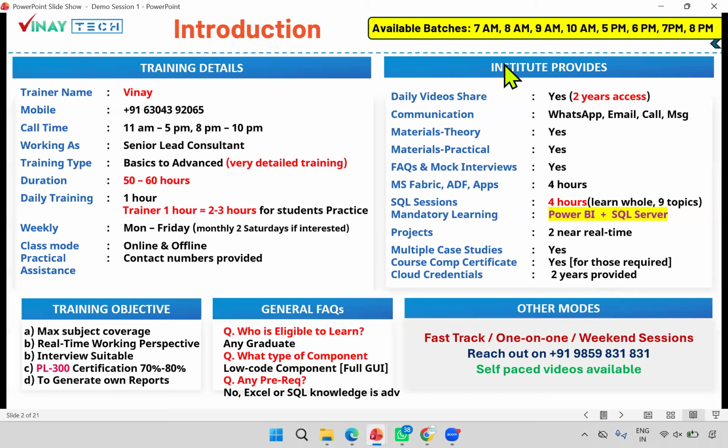Next part, general FAQs. Who is eligible to learn? Any graduate is eligible to learn Power BI. And what type of component is Power BI? It's a low code component, fully graphical user interface component. Any prerequisite to learn Power BI? No prerequisite actually. But if you already have Excel knowledge or SQL knowledge, it is a little advantage, but not compulsory. Anybody can start up. So these are general FAQs.